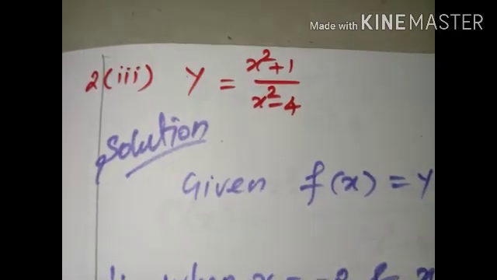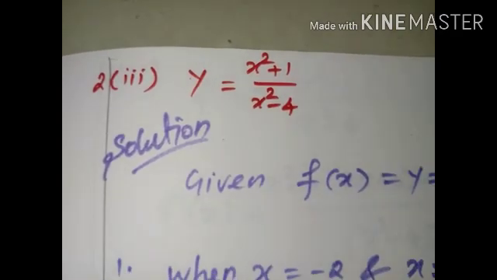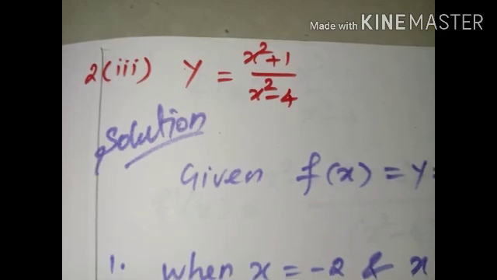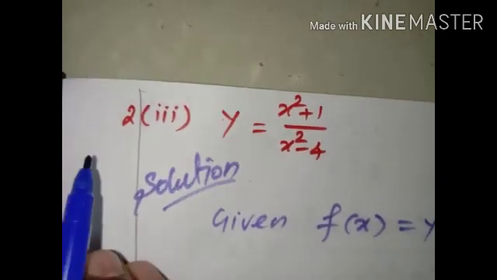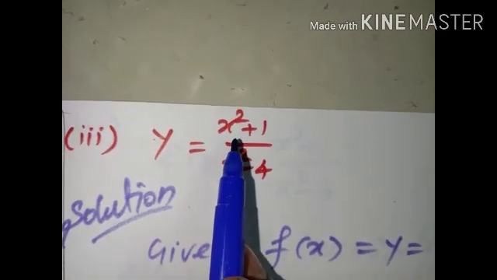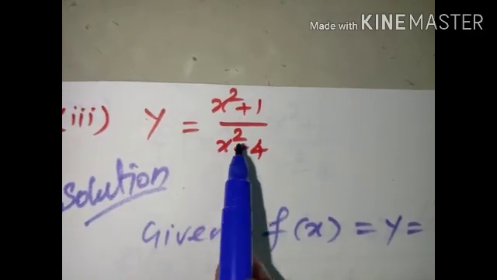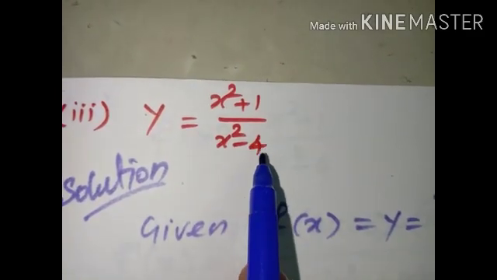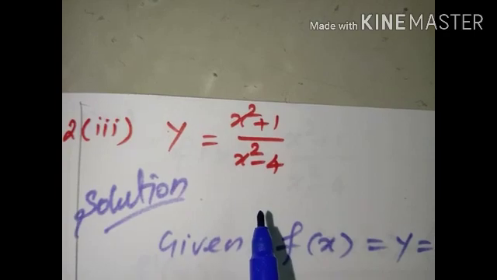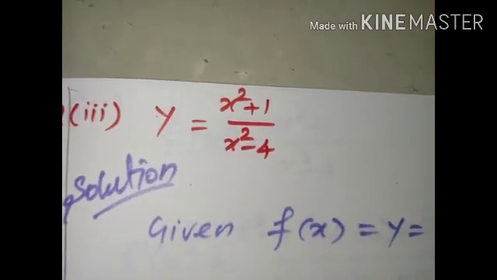Hi students, I am going to start exercise 7.9, second sum, third subdivision. The second sum, third subdivision: y is equal to x square plus 1 divided by x square minus 4. We need to sketch the curve.